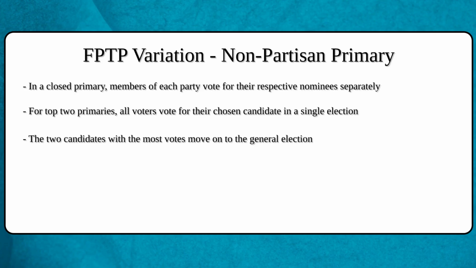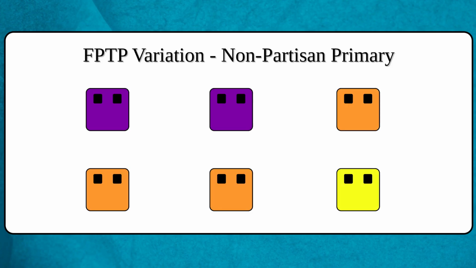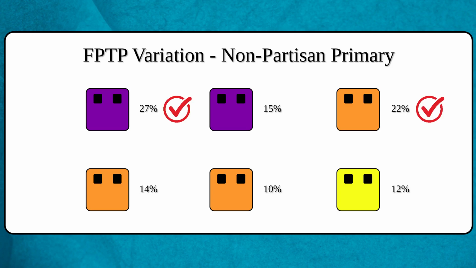For example, let's suppose that there are 6 candidates running in a nonpartisan primary, candidates A through F. Candidates A and B are both from the Purple Party, candidates C, D, and E are from the Orange Party, and candidate F is from the Yellow Party. The primary election is held, and these are the results. A and C both got the top two most votes, so they will be the only candidates to advance on to the general election.